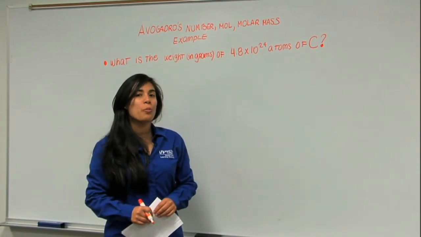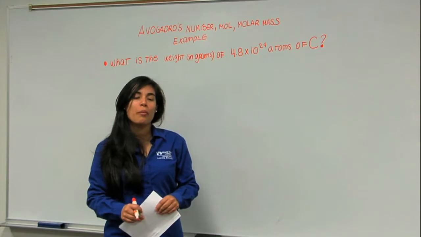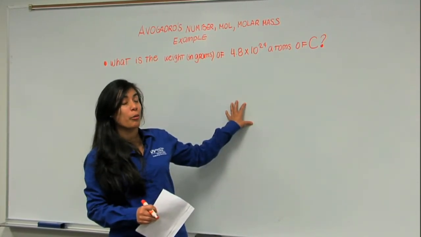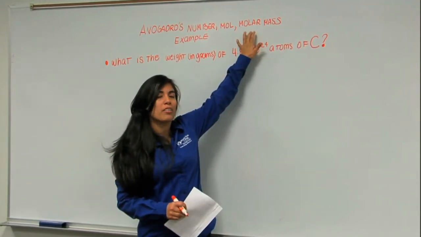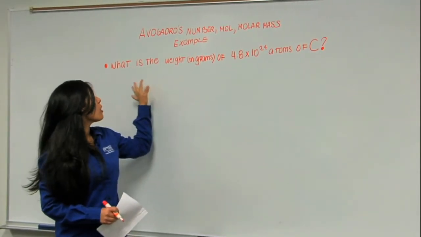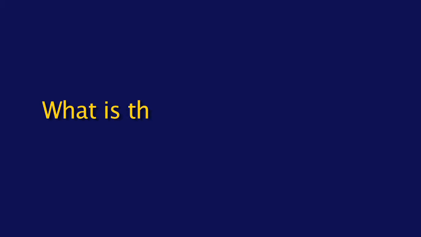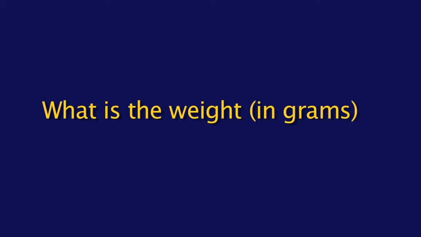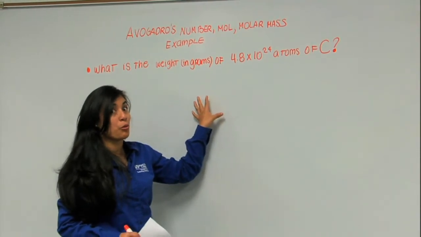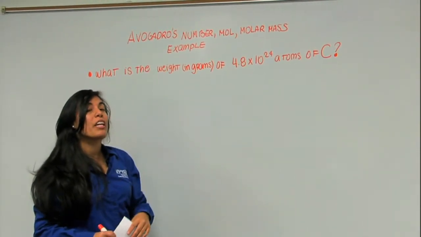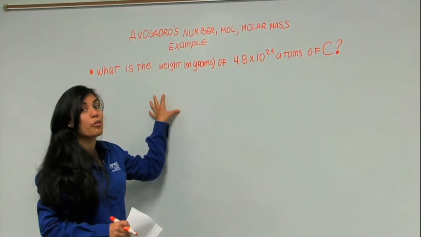Today we're going to do a problem application about the concepts that we have already seen: Avogadro's number, mole, and molar mass. So this is our problem. What is the weight in grams of 4.8 times 10 to the 24th atoms of carbon? Well, you might be thinking, I don't know how to resolve this, but that's not true. You already have the knowledge required to solve this problem.